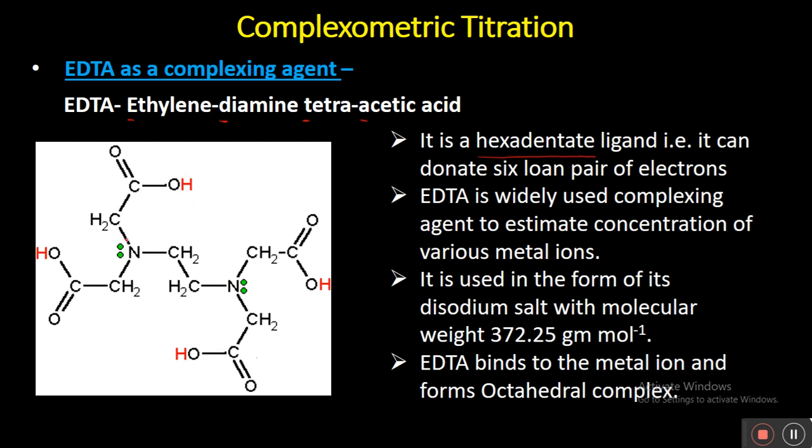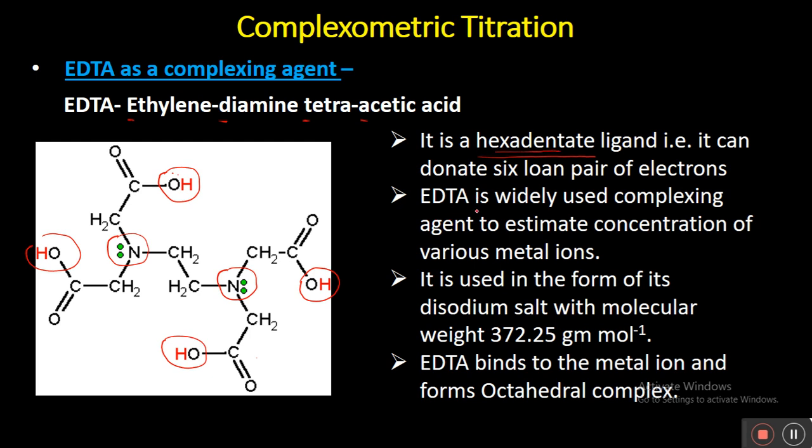So which lone pairs, how many lone pairs are present? Now look here. This is one lone pair present on nitrogen, second on this nitrogen, now third on this oxygen. So it will split as OH minus and H plus. Then fourth on this, fifth on this carboxylic group, and sixth on this carboxylic group. So there are a total of 6 lone pairs of electrons which this EDTA ligand donates, so it is called a hexadentate ligand.